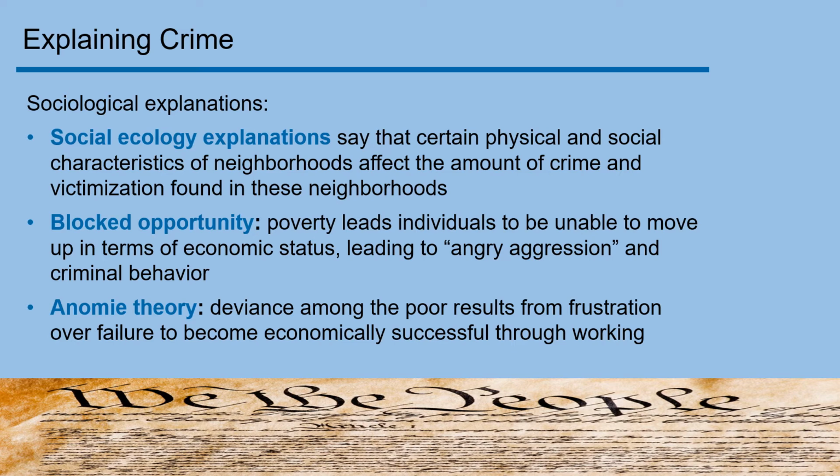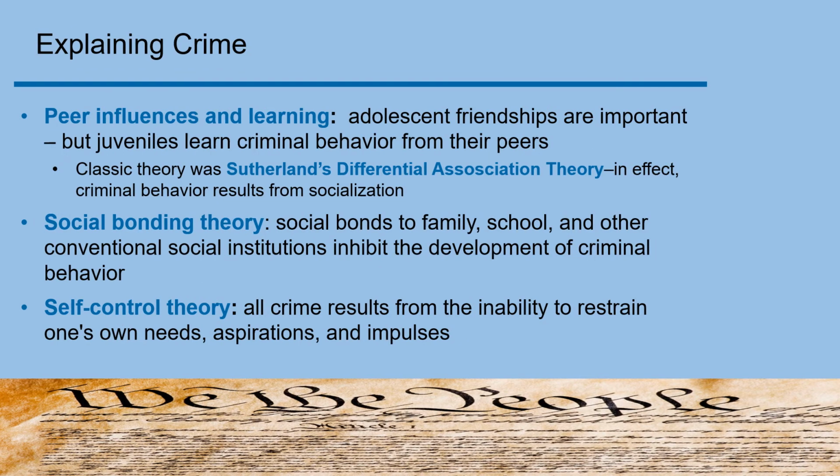The second is the work of Merton and his anomie theory. Hopefully I'm pronouncing that right. No matter how hard people work at being successful, because they have poor schooling, poor experiences, lack of parenting, maybe not great education in lower income areas, they become frustrated with their lack of opportunity in spite of their work, and then they commit crime.